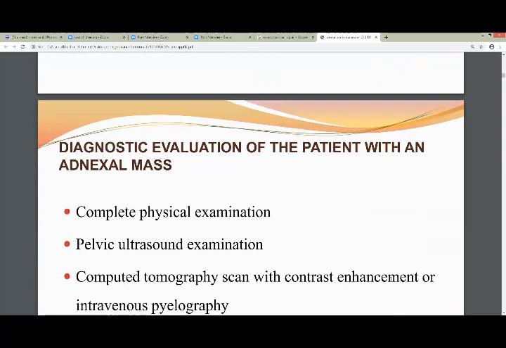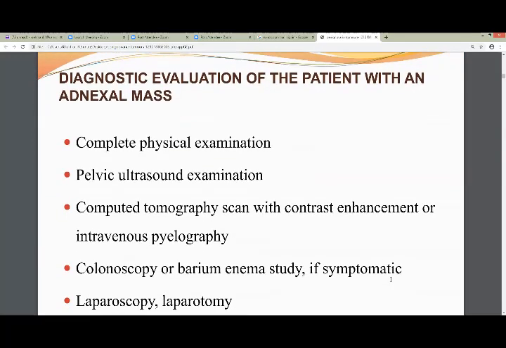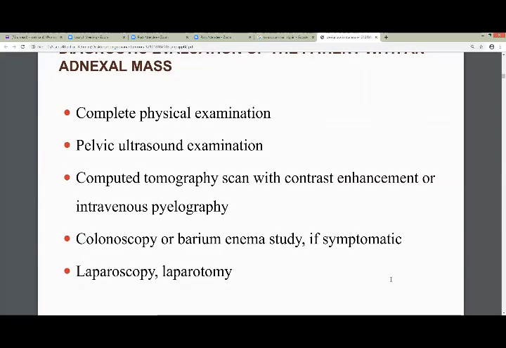Now, for the diagnostic evaluation of the patient with an adnexal mass, you need to have a complete physical examination, pelvic ultrasound, CT if it is required, colonoscopy or barium enemas if there is high suspicion of involvement of the bowel, and laparoscopy or laparotomy in cases where you want a diagnostic and a therapeutic encounter together.